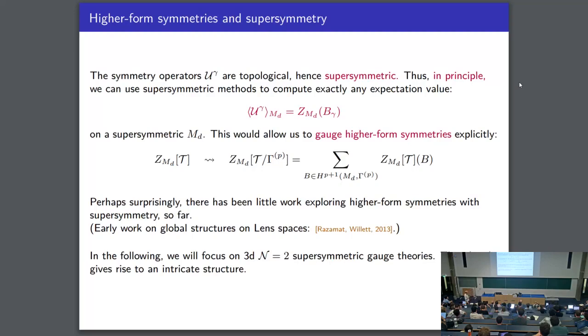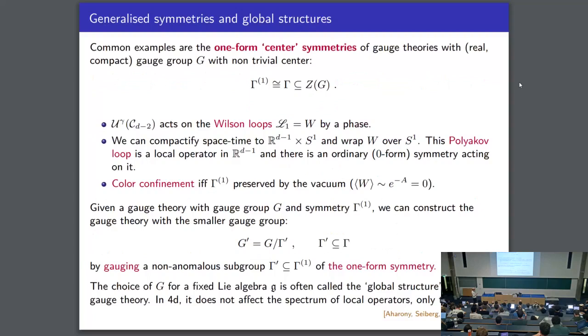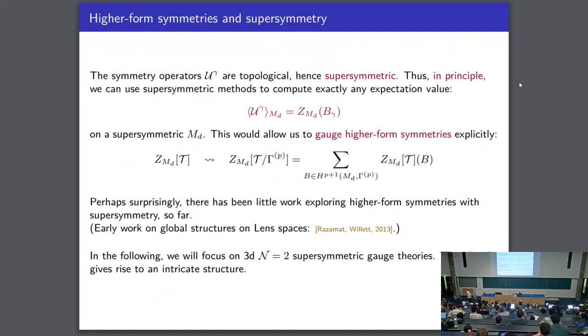So the symmetry operators, being topological, are supersymmetric. And that will be important for me. That means that, of course, if I know how to compute any supersymmetric path integral, partition function, whatever, I should be able to just insert any topological operator and compute it as well. In particular, I should be able to gauge this, for instance, one-form symmetry or higher-form symmetries by just summing over the insertion of all these background gauge fields, equivalently the insertion of all the topological operators on any cycles in your manifold. So in a supersymmetric theory, you should be able to do that completely explicitly. And perhaps surprisingly, that's not been done yet, so we are doing it.